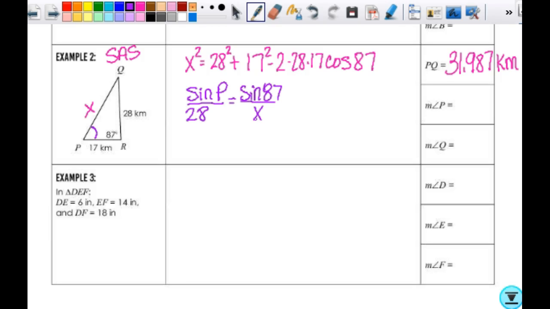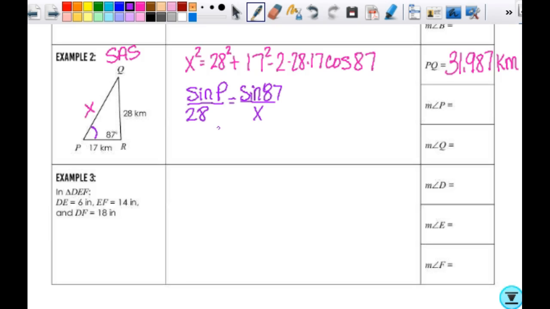So everything I've written down makes sense. This is x, which is what I've already found. So it's not like I'm making anything up. Then it's just a matter of cross multiplying. 28 times the sine of 87, and then I divide by x, and you literally divide by x in your calculator. When you do that, you get a decimal, which may not make a whole lot of sense.